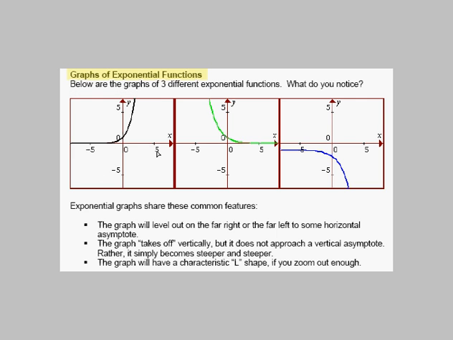Here we have an L-shaped graph that slopes upward. Here we have an L-shaped graph that slopes upward to the left. And here we have an L-shaped graph that slopes downward. And no matter what your simple exponential function is, that's the type of shape you're going to get. Now, if you have a composition of functions, you might get something different.